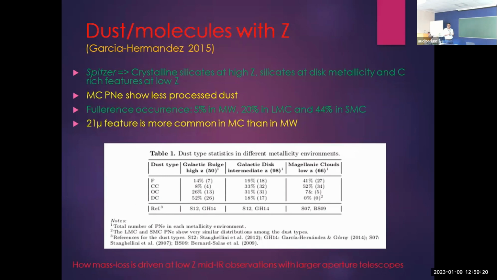Previous studies we might have seen that also. And fullerenes, this is something very interesting. I noticed this in this paper. Fullerene occurrence is 5% in the Milky Way, 20% in the LMC, 44% in the SMC. So it is a very strong connection with metallicity. And again, this is the 21 micron feature, and these are the same as hydrogenated amorphous carbon. So this is the trend that they have given on planetary nebula dust and molecules at low metallicity.